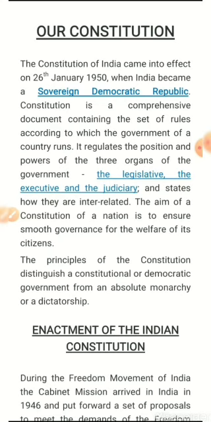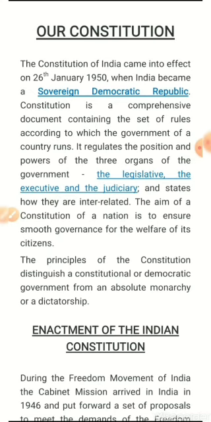Second importance is, it also moderate relations between the government and the governed. Third importance is, it ensures smooth governance for the welfare of its citizen. The principle of the constitution distinguish a constitutional or democratic government from an absolute monarchy or a dictatorship.